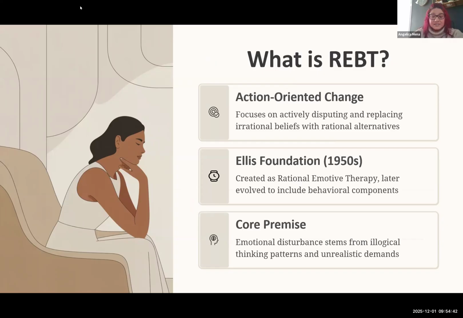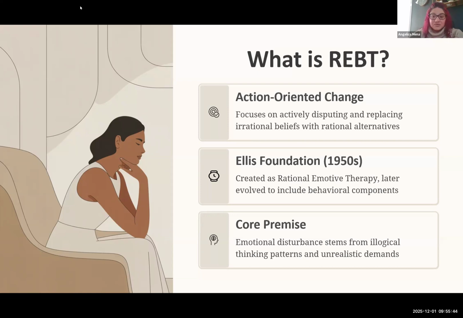Okay, so now that we've looked at Ellis's early development, let's define what rational emotive behavioral therapy actually is. REBT is fundamentally known as an action-oriented therapeutic approach. Unlike more passive and exploratory methods, REBT focuses on helping clients dispute irrational beliefs. The goal here is not to understand necessarily where those beliefs came from and their origins and look at family of origin issues, but to just be able to identify those thoughts and replace them with more rational and helpful alternatives. So here we're focusing on what we're going to do, not the why. Not why the thoughts are there, but what we are going to do with those thoughts.